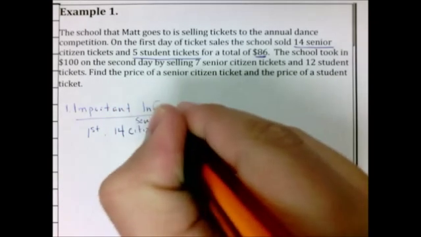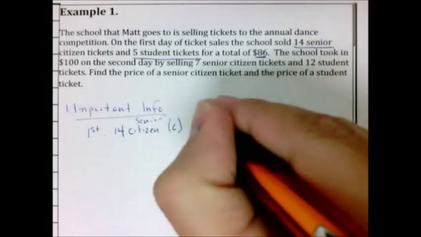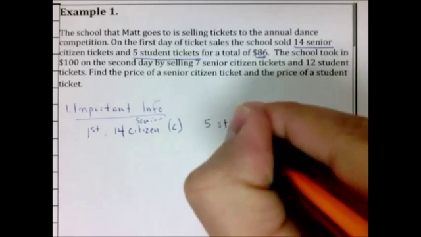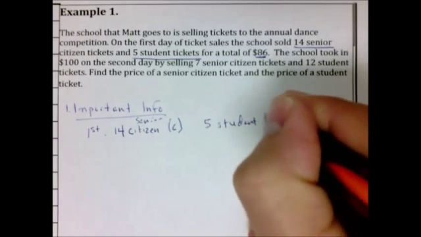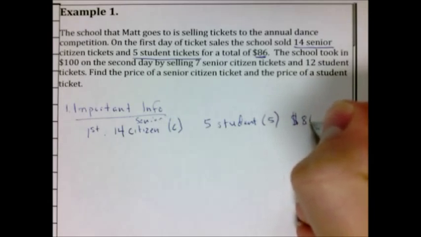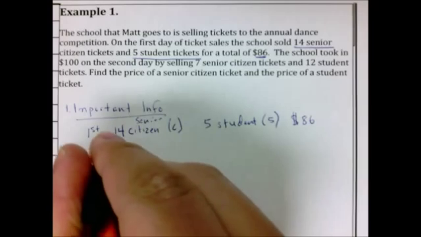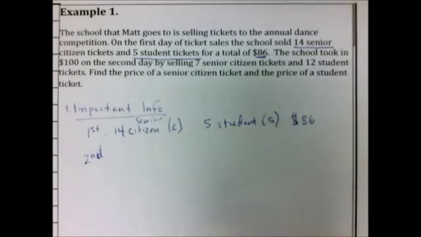You want to maybe put in variables. That'd be a good idea. They sold 5 student tickets, and we'll call that S, for a grand total of $86. Okay. Second day, we're just listing the important information that we were given.